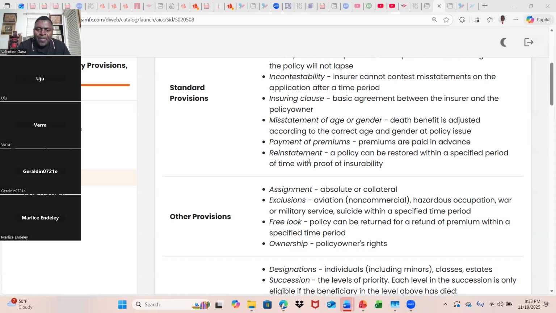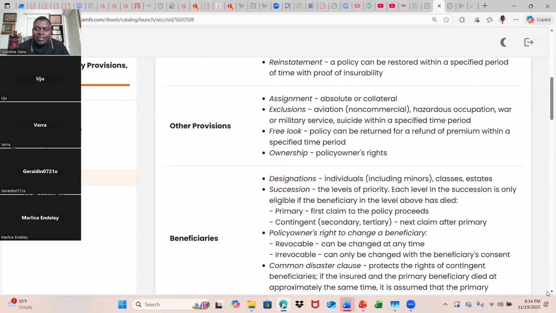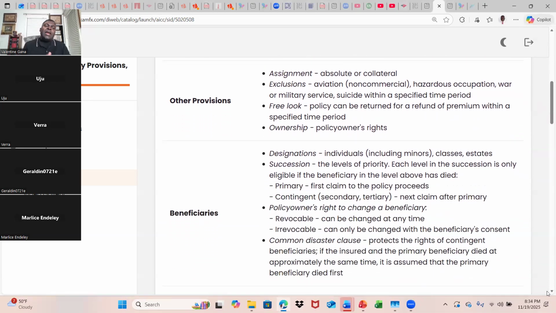Okay. Assignment. The word assignment is a very legal term. Assignment means transferring the rights of part of that policy to a third party.